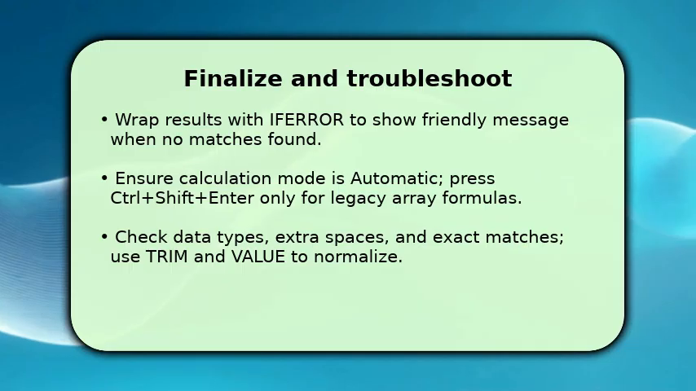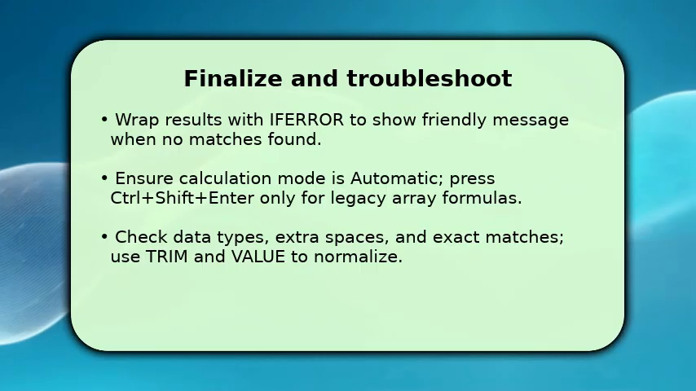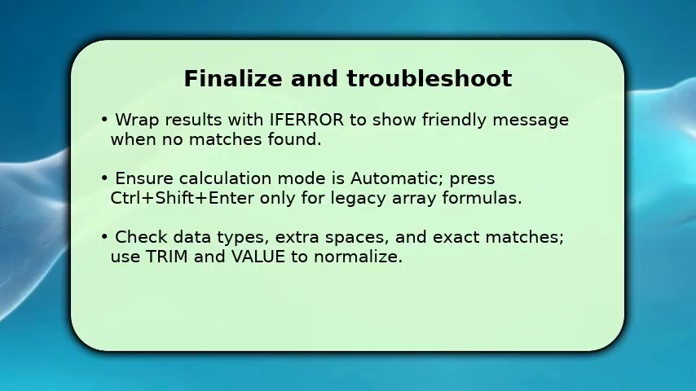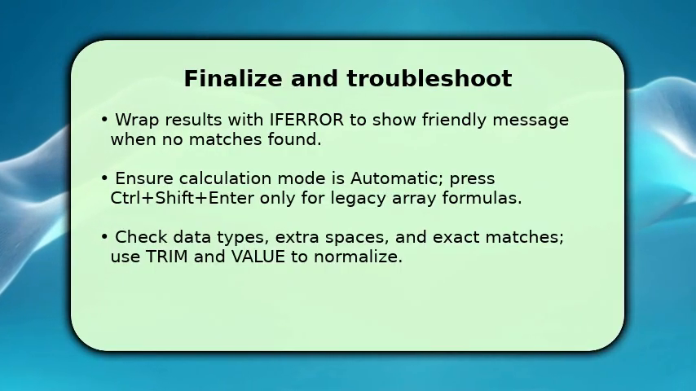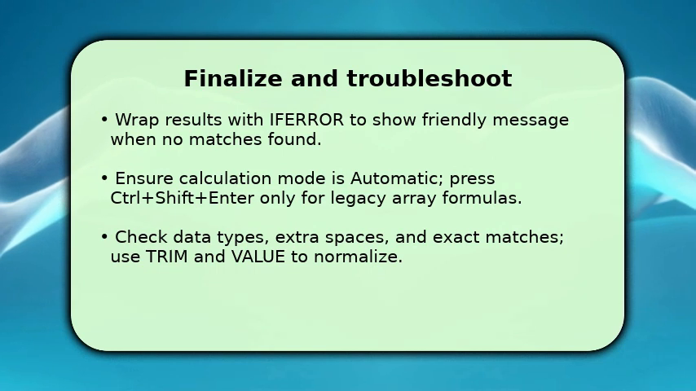If results look wrong, make sure calculation is automatic, remove stray spaces using TRIM, and convert numeric text with VALUE. Also confirm your Excel version supports the functions used. If it still fails, test the helper array step by step to find which row selection breaks.